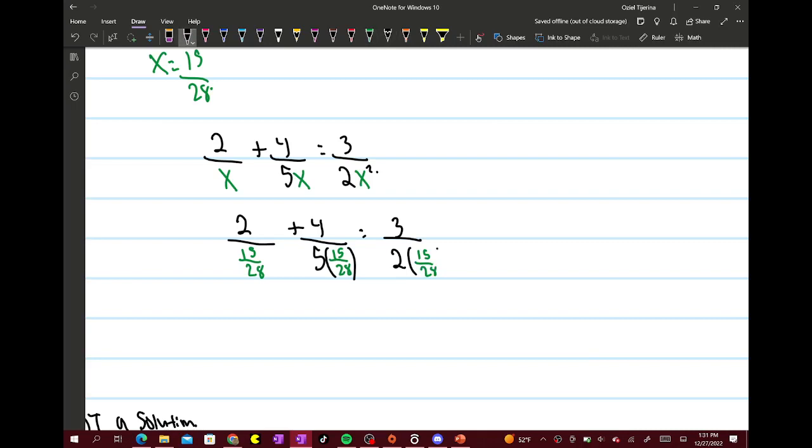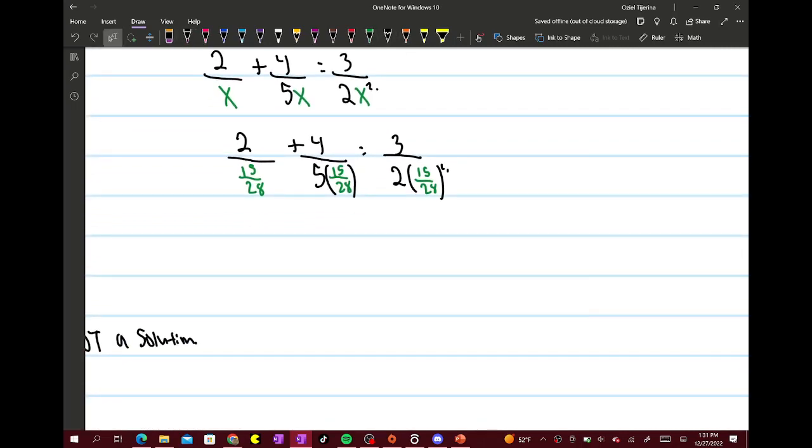This one is a little bit long to check. So honestly, I would use a calculator to evaluate this. 2 over 15 over 28, so this is going to be 56 over 15, and then plus 4 over 5 times 15 over 28, and so then that would be 112 over 75.